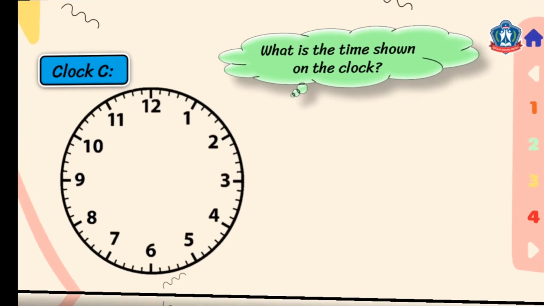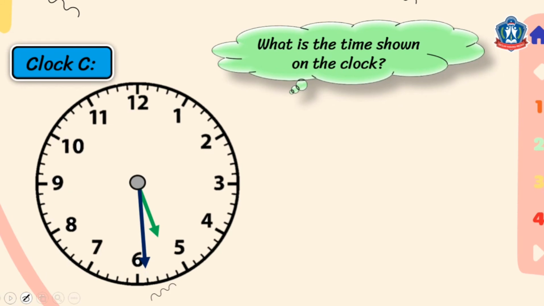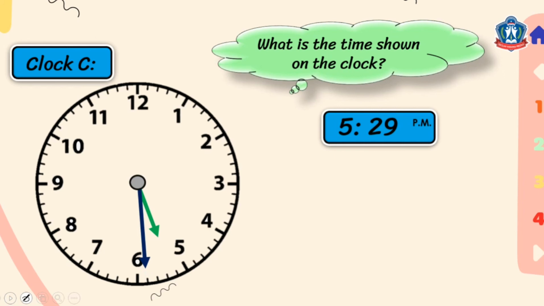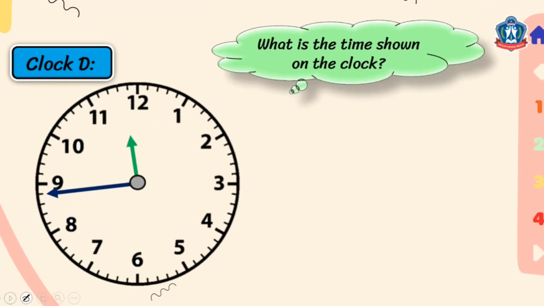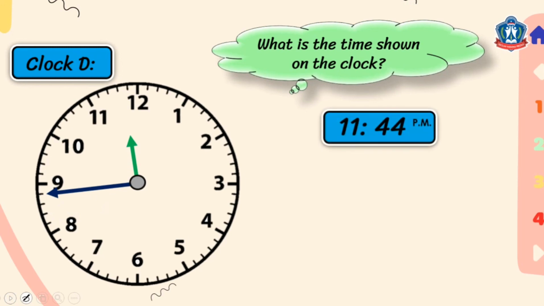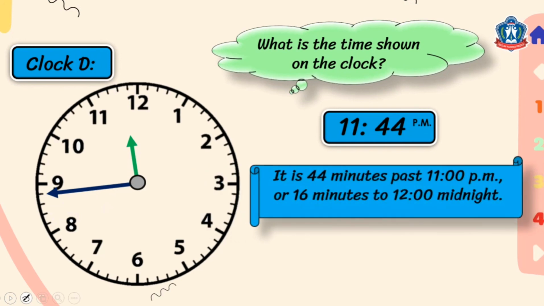Another, we have clock C. Take a look at the time. What is the time? Yes, it's 5:29 p.m. It means 29 minutes past 5 p.m., or 31 minutes to 6 p.m. And we have clock D. Take a look at our clock D. It shows 11:44 p.m. It means it is 44 minutes past 11 p.m., and we only need 16 minutes to 12 midnight.